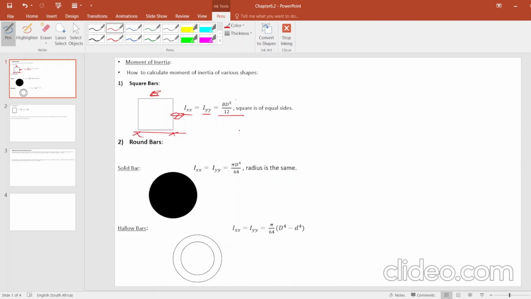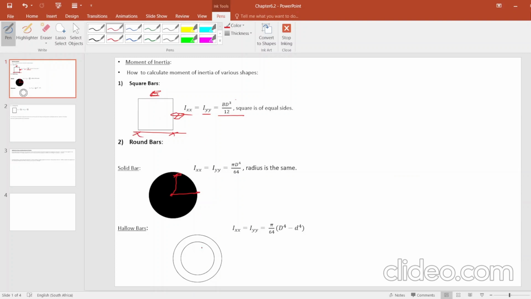The moment of inertia. Now when we are dealing with round bars, solid bars, your Ixx equals your Iyy. In calculating the moment of inertia, it will be pi multiplied by d to the fourth divided by 64. Why? The radius is the same. From here to there, the radius is the same. It is d divided by 2, whereas from the center going up, it is d divided by 2.